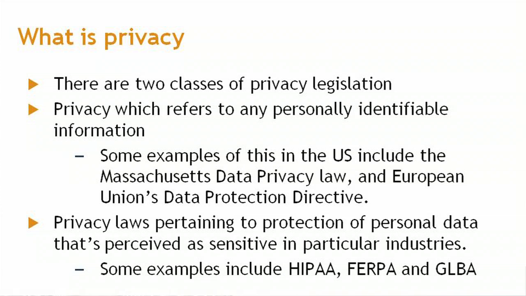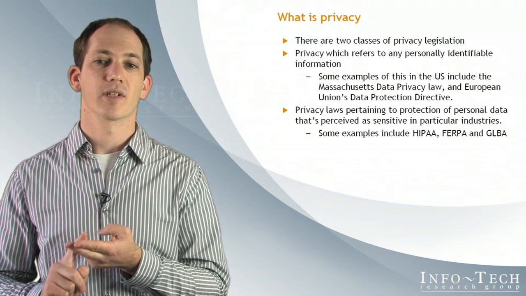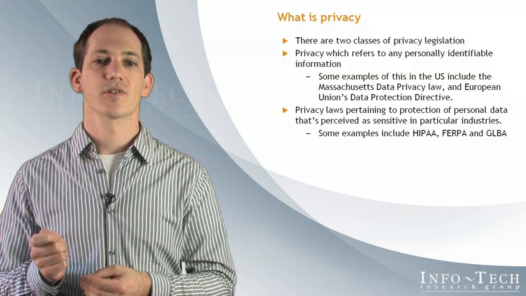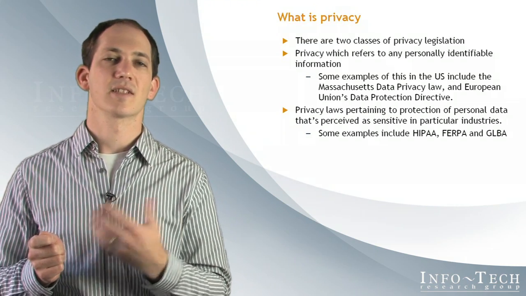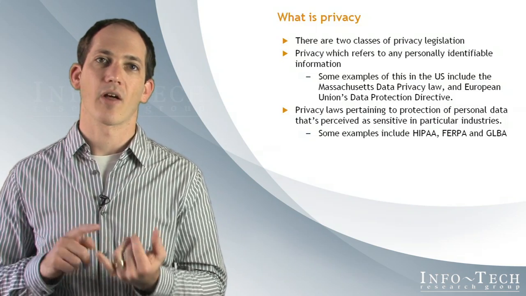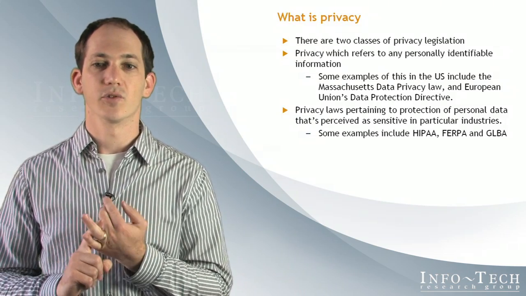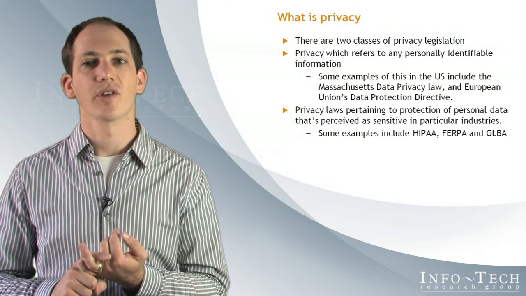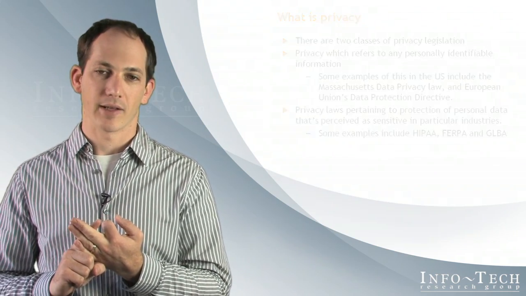So at a very high level, there are two classes of privacy legislation. Privacy, which refers to any personally identifiable information, and some examples of that are the Massachusetts Data Privacy Act and the EU's Data Protection Directive. And then privacy laws that pertain to protection of personal data that's considered sensitive in certain industries, like health records, that would be HIPAA, student records, that'd be FERPA, and some financials, that would be GLBA regulations.